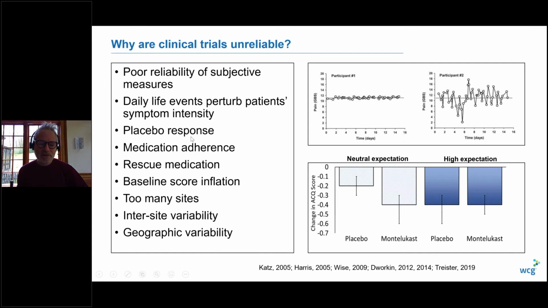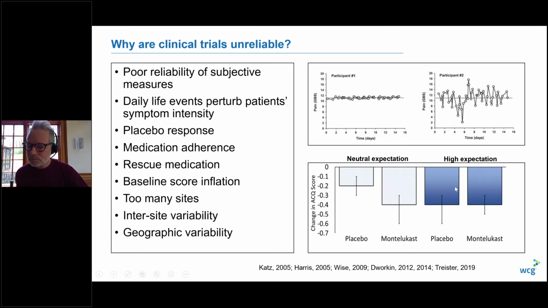The placebo response is another source of unreliability of clinical trials. The placebo response varies dramatically from one trial to the next. We have pretty good ideas these days about what drives the placebo response, which is patient expectation of benefit, actually. And there are other things too, but that's the main one.